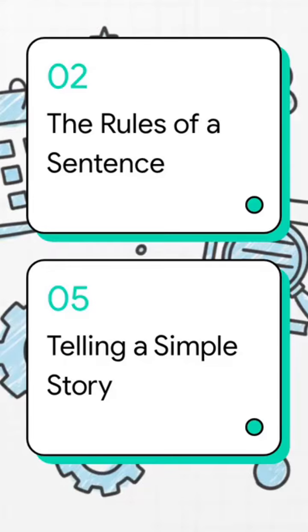Okay, so here's our game plan. First, we'll figure out what the present simple even is. Then, we'll get into the rules of making a sentence. After that, we'll build some sentences ourselves, see how it works in a real conversation, and finally, use it to tell a simple story. Sound good?